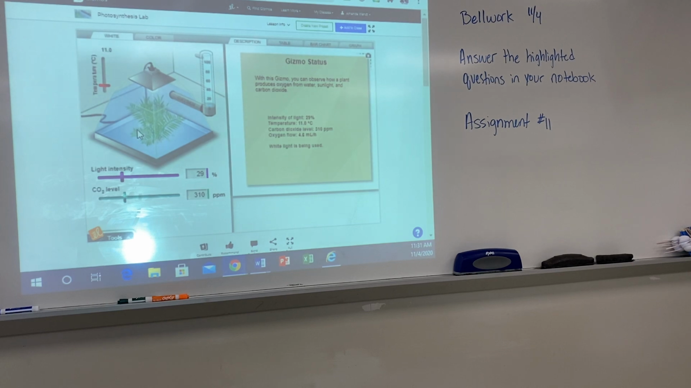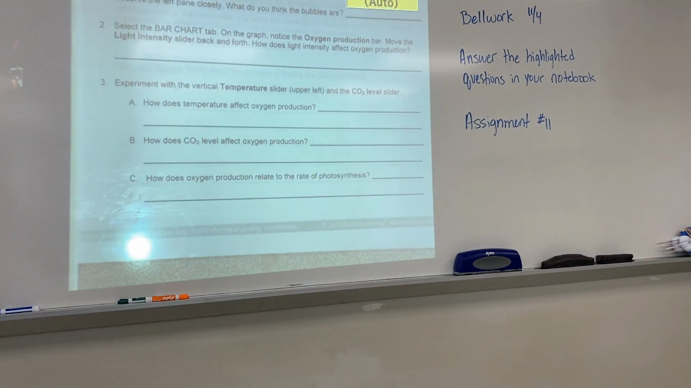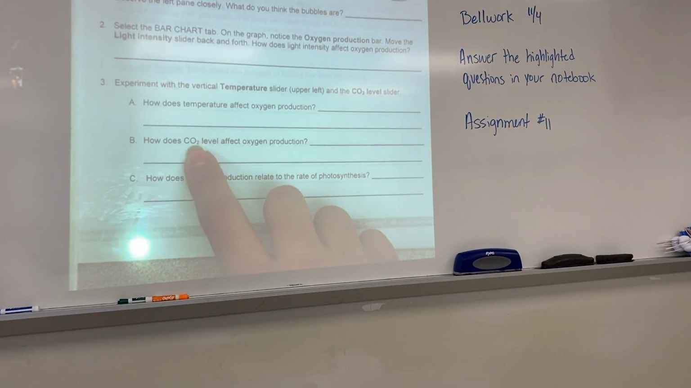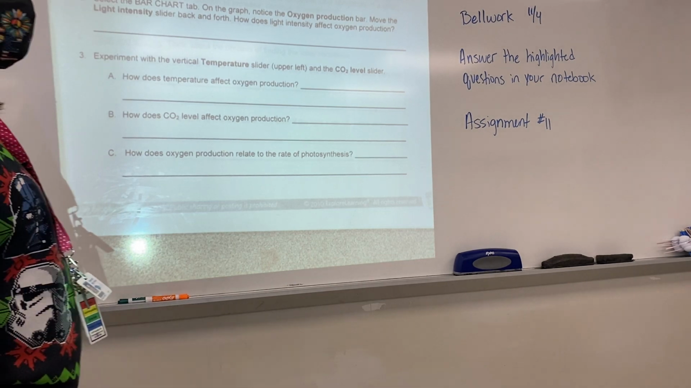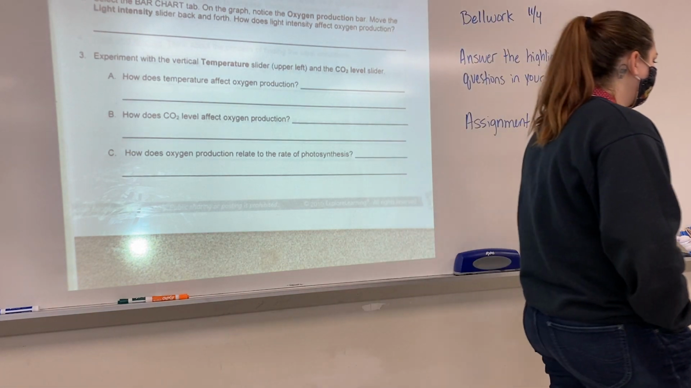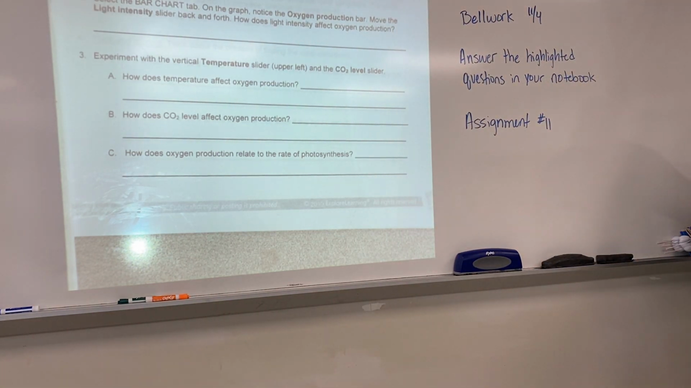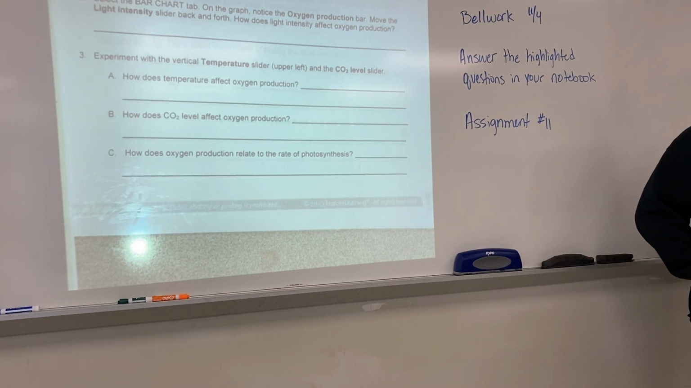After you get your results written down, you are then going to answer these three questions. So, how does temperature affect oxygen production? How does your carbon dioxide level affect your oxygen production? And then, how does oxygen production relate to the rate of photosynthesis? So, take a few minutes to answer those questions. Again, you do not need to write the question. Try and write your answer in a complete sentence so that you know what the question was asking you when you go home and study these questions and study these notes for your test on Friday.